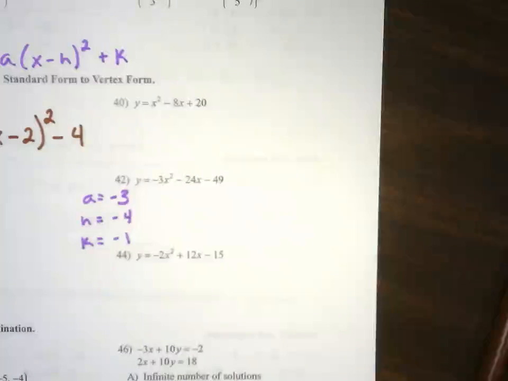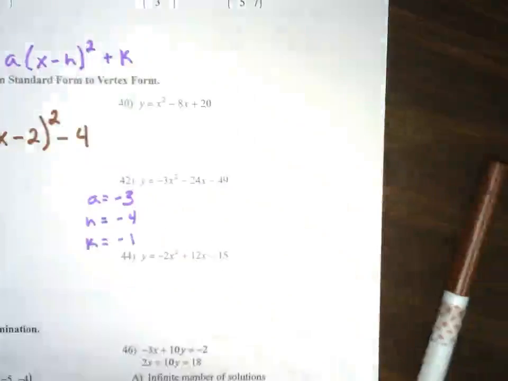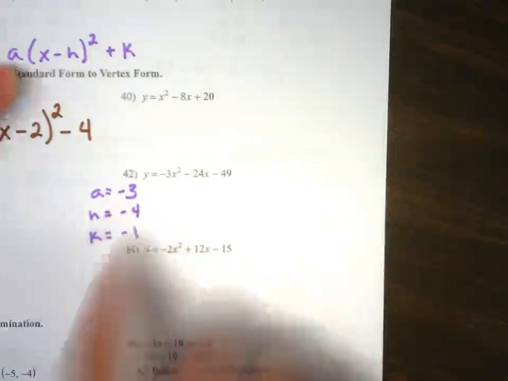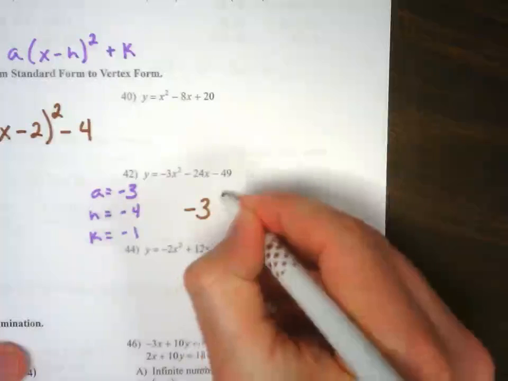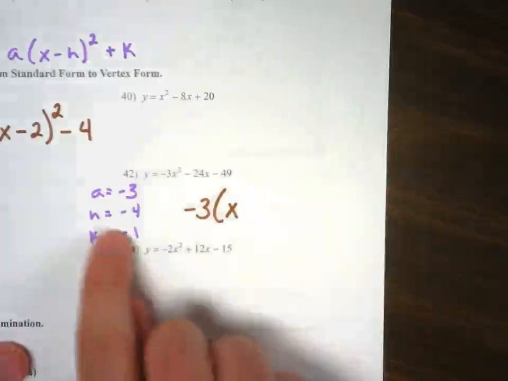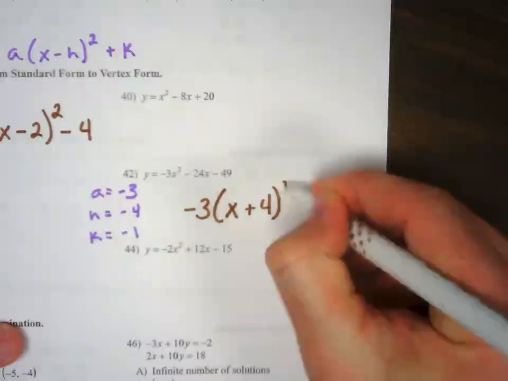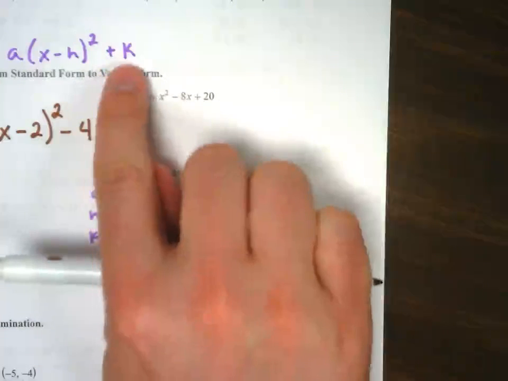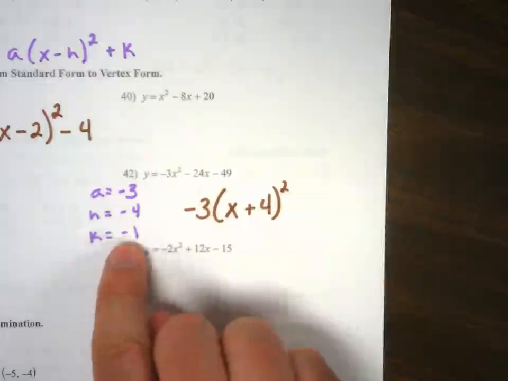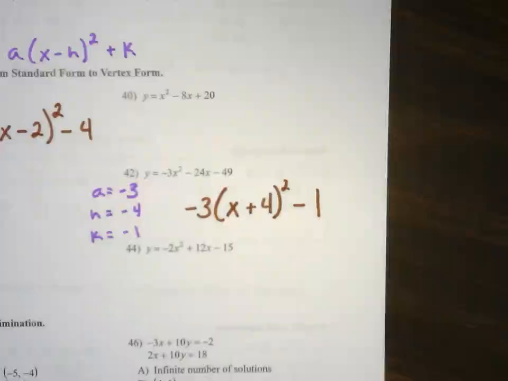So we have our A, H, and K. That's all the information we need. Now we're going to plug it into our vertex form. Again, we put our A first. Our A is negative 3, so we put negative 3. Parentheses x. We always take the opposite of our H. That's what that says in our formula. Our H is negative 4, so we're going to put plus 4. That is the opposite. And then K is exactly what it is. Whatever it says, that's what it is. So it's negative 1, so we're going to put minus 1. And that would be the final answer for that question.